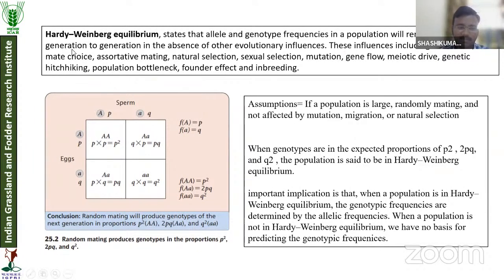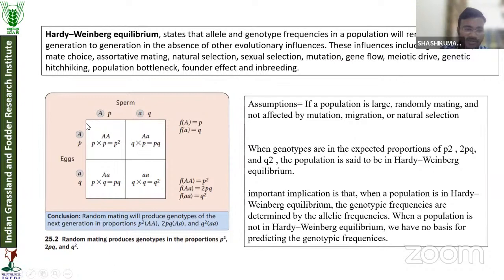principles is the Hardy-Weinberg equilibrium. This is given by Hardy and Weinberg. It states that allelic and genotype frequency in the population will remain constant from generation to generation in the absence of any evolutionary influences, which means in the absence of selection, mutation, assortative mating, or inbreeding. When there is no disturbance for the population, and the population size is large, and there is random mating, and it is not affected by any other selection pressures or events like mutation or migration which change the gene frequency of that population, the population gene frequency will remain the same generation after generation.